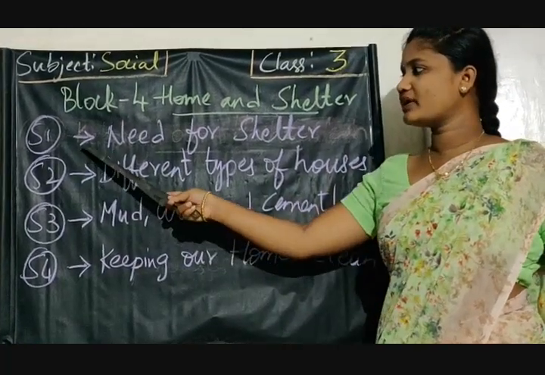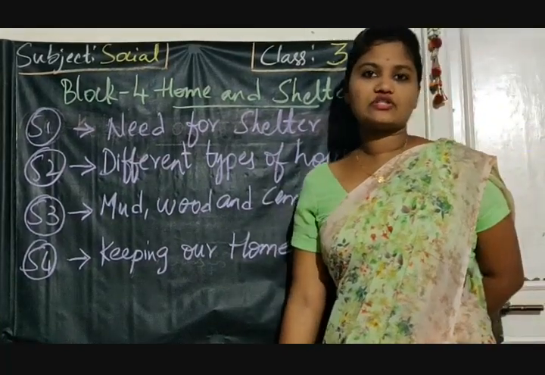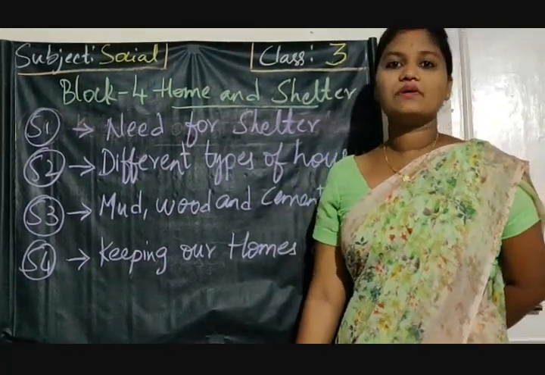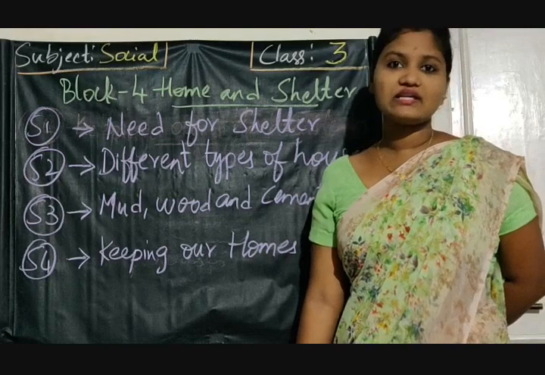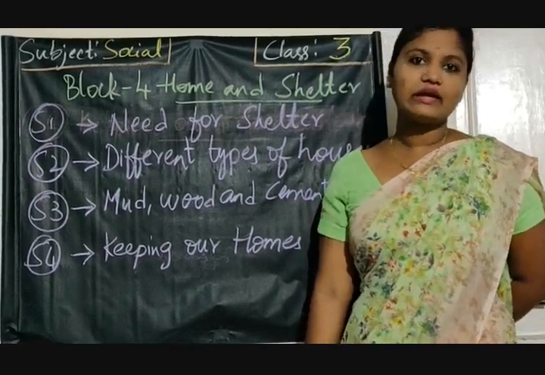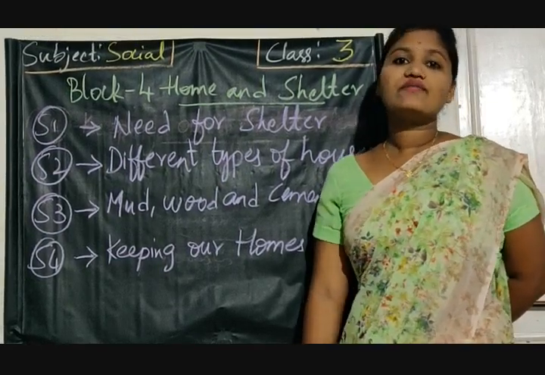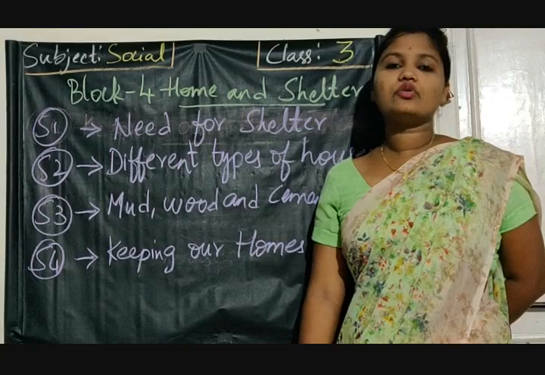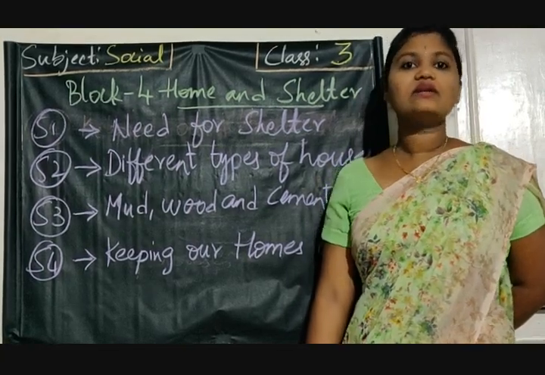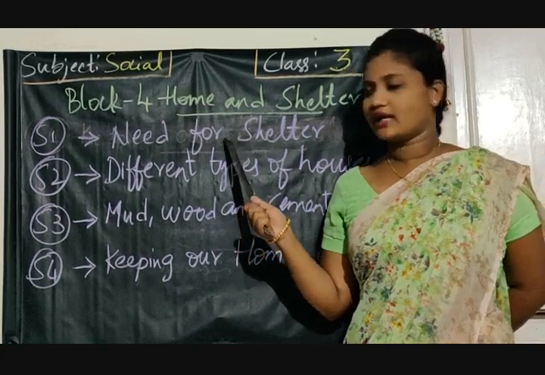What is the first topic in block 4? Need for shelter. Yes, why do we need shelter actually? Because it protects us from various things. What are the various things? Heat, cold, rain, animals and the robbers also. And it also gives us shelter to live with our loved ones. We can spend our time with our loved ones. So that's why we need the shelter.